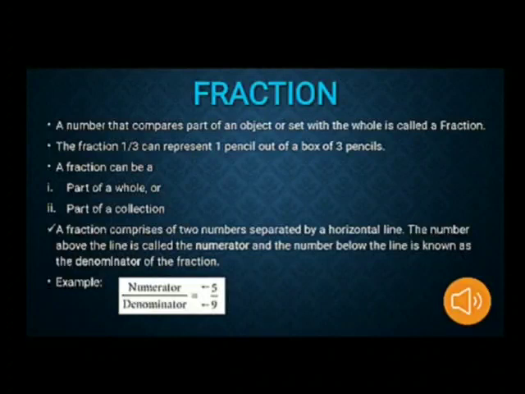Dear students, a fraction comprises two numbers separated by a horizontal line. The number above the horizontal line is called the numerator and the number below the horizontal line is called the denominator of the fraction. Students, as you can see in the example, 5 upon 9, 5 is the numerator as it is above the line and 9 is the denominator below the horizontal line.